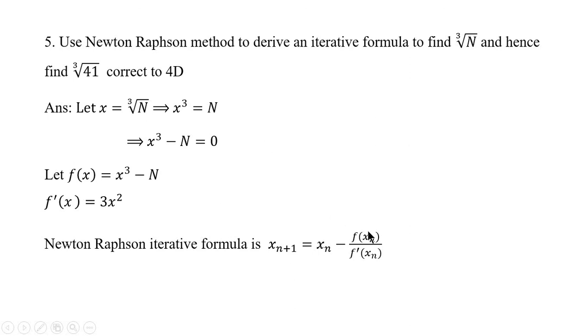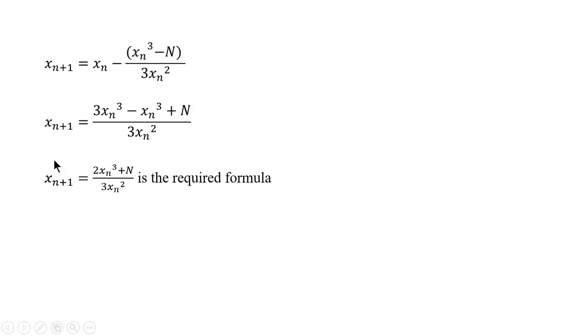In this general formula, you have to write f of xn and f dash of xn by replacing x as xn in these two functions. Okay, and then simplify by using LCM. You will get the simplest formula. Now this is our formula for finding cube root of n. We have finished the first part of our problem.